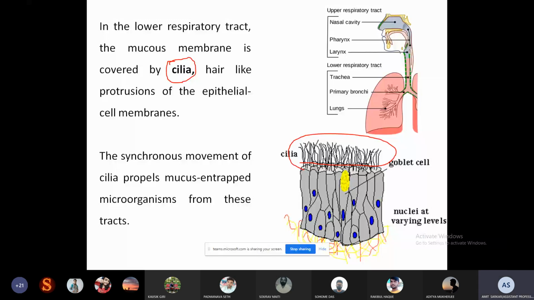The synchronous movement of cilia propels mucus-entrapped microorganisms out of these tracts. So now we have the broom, we also have the water. Both these things we have in our weaponry, so we can easily remove the microorganisms from the lower respiratory tract. So these are also part of the innate immunity. Everybody has this type of defense against microorganisms.